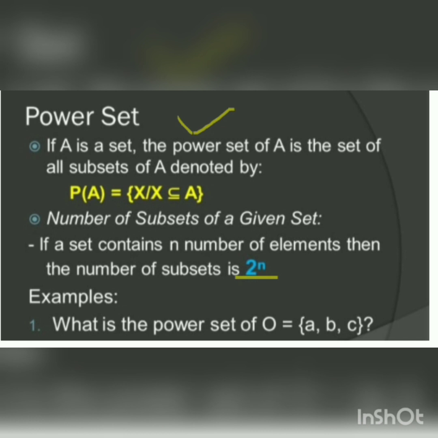Let's see an example which is mentioned below. Example number one: what is the power set of A, which is equal to {A, B, C}? We can count the number of elements here, there are 3. By putting the value of n equal to 3 in the formula 2 raised to power n, it would become 8. 2 raised to power 3 would become 8, which means that in the given set, the subsets will be 8.